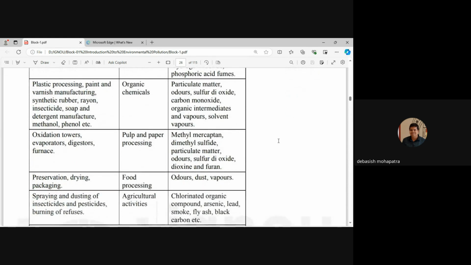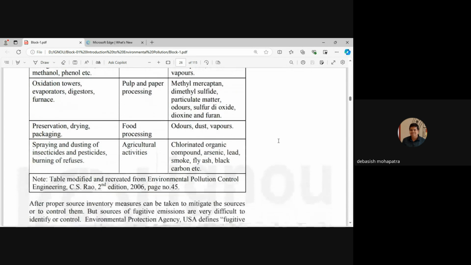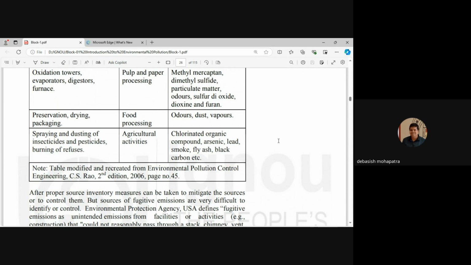Then oxidative towers, evaporators, digesters, and furnaces. Pulp and paper processing: methyl mercaptan, dimethyl sulfide, particulate matter, then sulfur dioxide, dioxin and furan. Then preservation and dry packaging, food processing: odor, dust and vapor. Spraying and dusting of insecticide and pesticide, burning of refuse, agricultural activity.